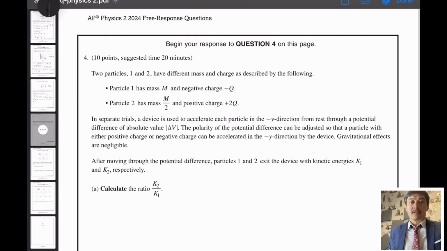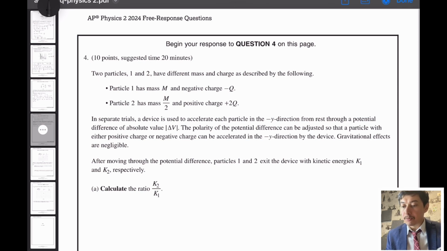Done. Alright, this is AP Physics 2 2024 free response questions, the fourth problem. Two particles, 1 and 2, have different mass and charge as described by the following. Particle 1 has mass m and negative charge, negative q, while particle 2 has mass half m and positive charge, double q. In separate trials, a device is used to accelerate each particle in the negative y direction from rest through a potential difference of absolute value delta V.